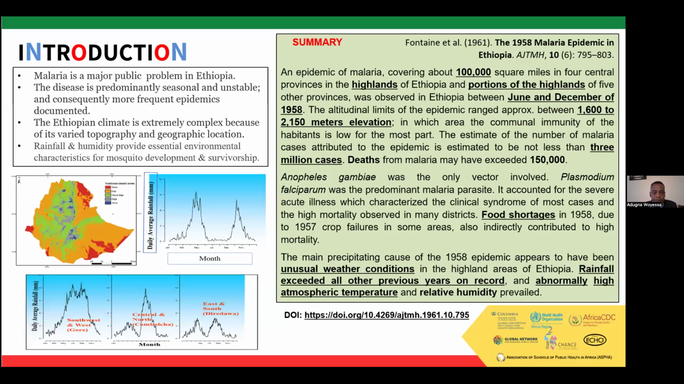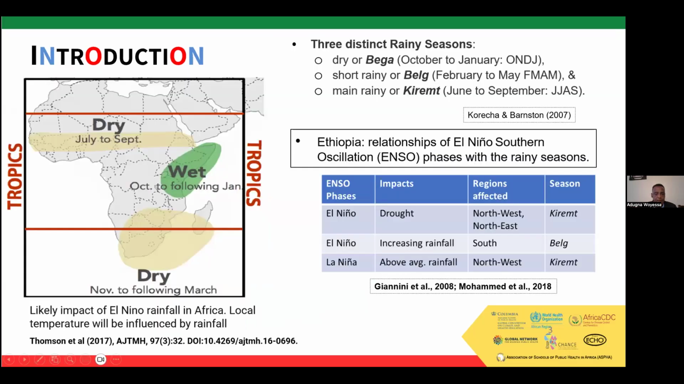From this, the authors documented that unusually abnormal weather was present during that time, especially rainfall that exceeded the normal, and the temperature was also high. These were some of the things documented even during the early 1960s. Next slide, please.